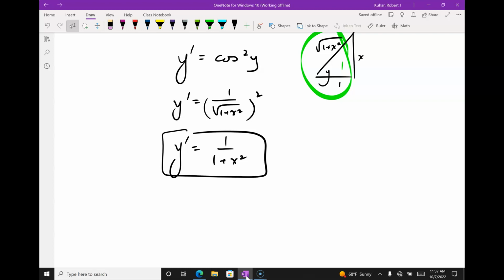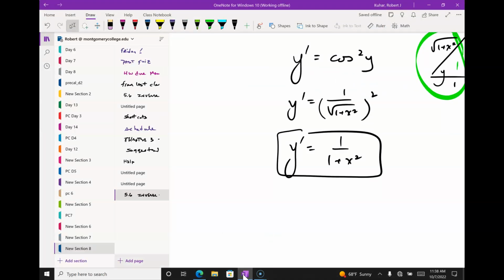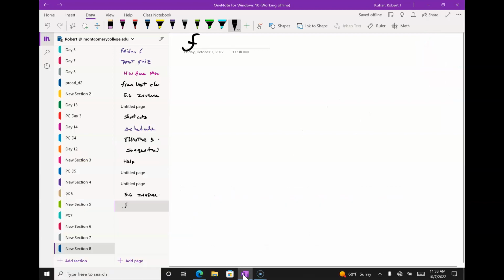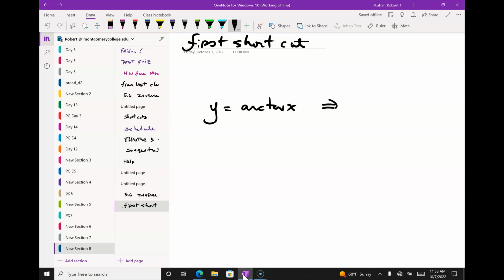I'm moving us into chapter 4 here as I'm talking about this stuff. All right. I want this shortcut on your formula sheet. I probably want both of them, but if y equals arctan of x, y prime is 1 over 1 plus x squared.